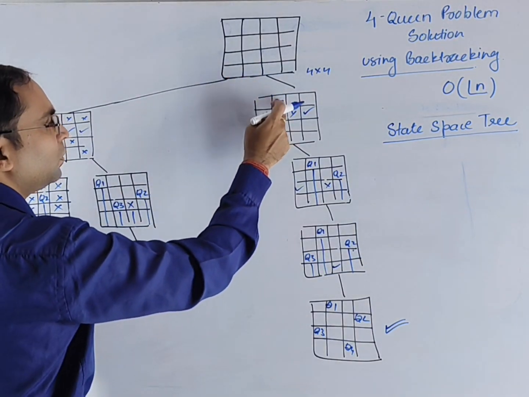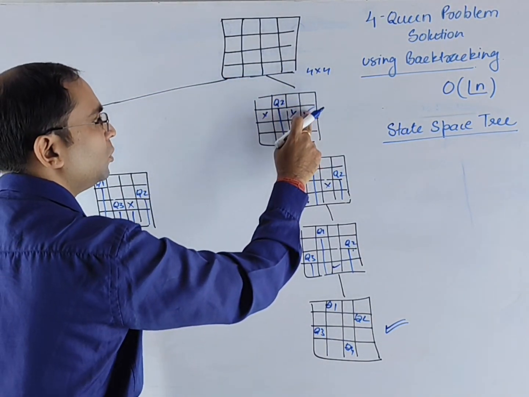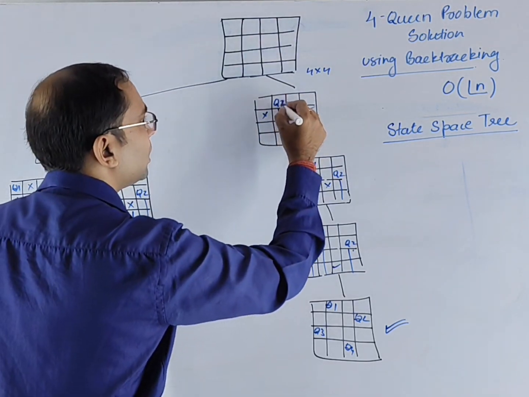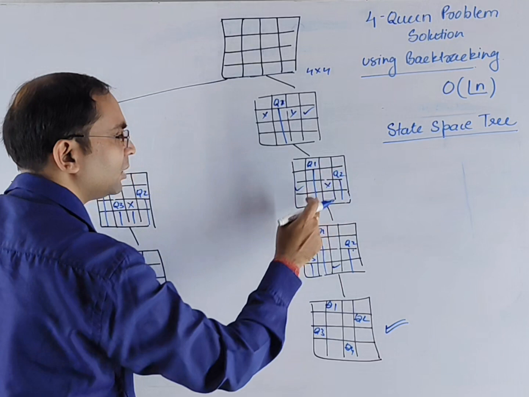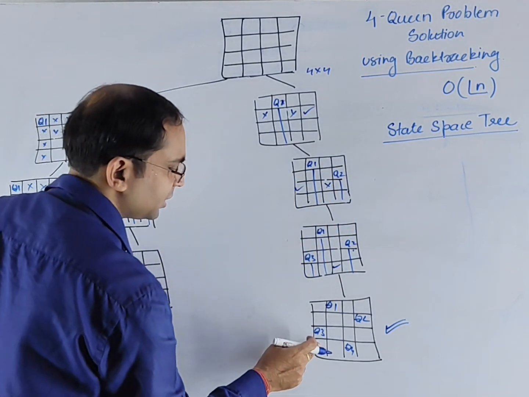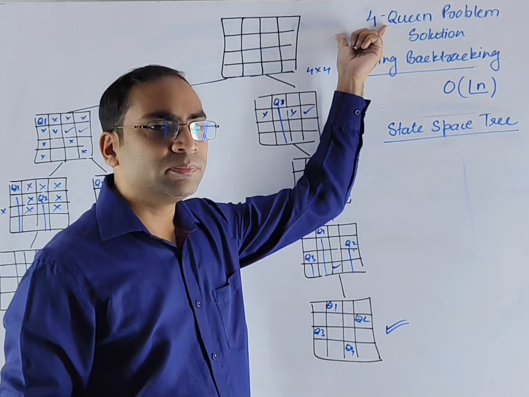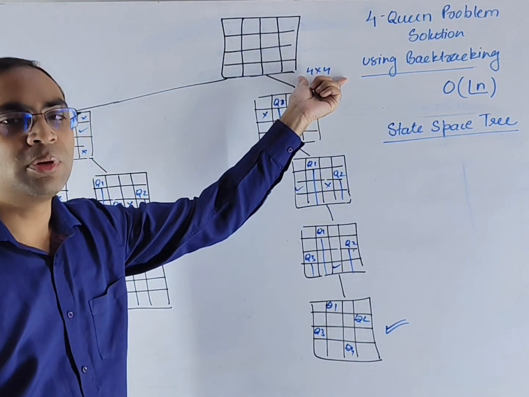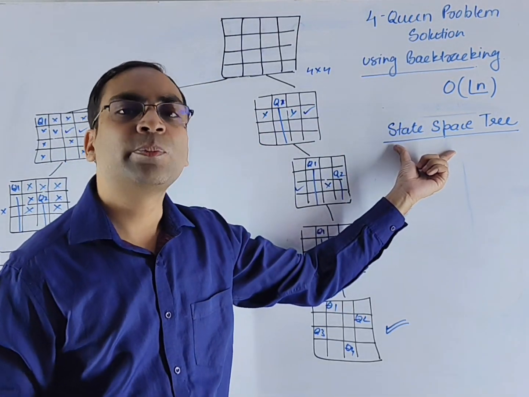We'll change the position of Q1. So this is Q2, and then we'll see in the next row we can put Q2 here. So this one was Q1. In the next row we'll see Q2 here. So we have put Q2 here. Then in the next row we can see we will put Q3 here. So Q3 will be here, and in the last row we can see Q4 will be here. So this is the solution to the N queen problem. This is actually the 4 queen problem, and the solution is found using backtracking, creating a state space tree.